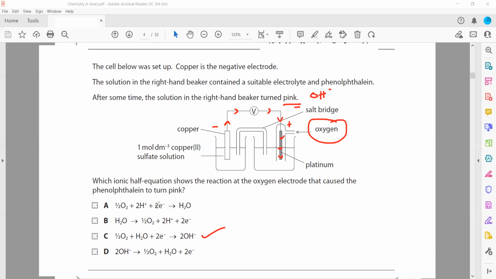The rest, like equation A also, is a gain of electrons, but why can A not be the answer? Because A is producing water as a product, so it makes a neutral solution. In the question they mentioned phenolphthalein turned pink. Phenolphthalein is colorless in acidic, but in alkaline it turns pink. Is it clear?